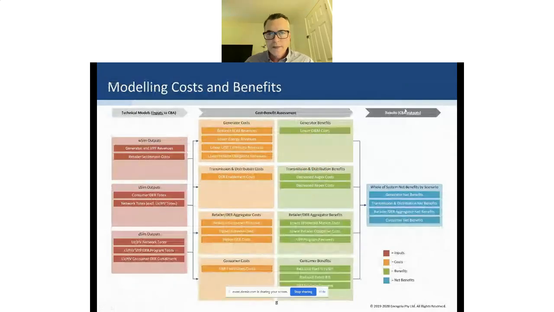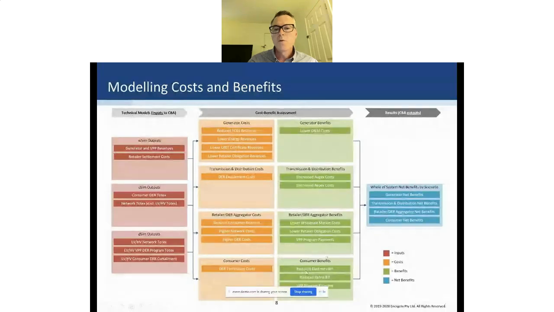So in the cost benefit assessment that we put together for this project, we had generator costs and benefits, we had transmission and distribution or network costs and benefits, and we had retailer or DER aggregator costs and benefits, as well as consumer costs and benefits. And again, to reemphasize, if you want to do a reasonable assessment of whether one particular approach is more efficient, i.e. lower cost than another approach, you can't just look at the NEM costs, you can't look at generation costs, you have to also include the cost of the consumer.